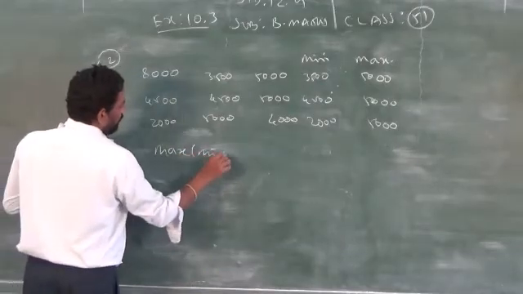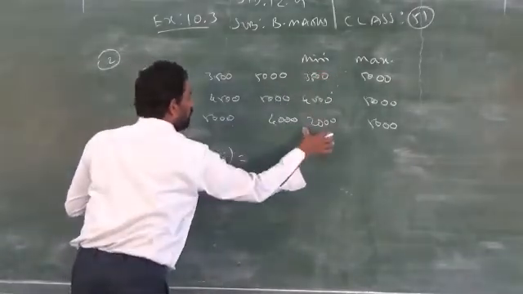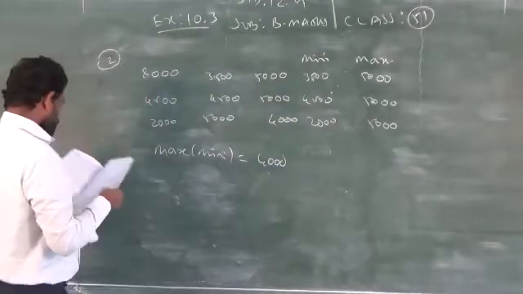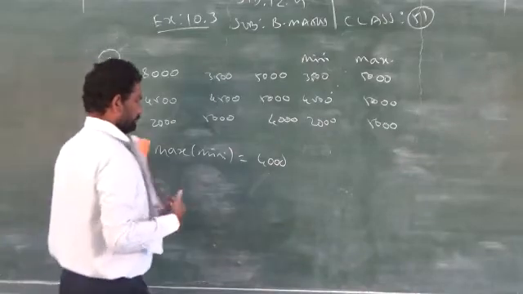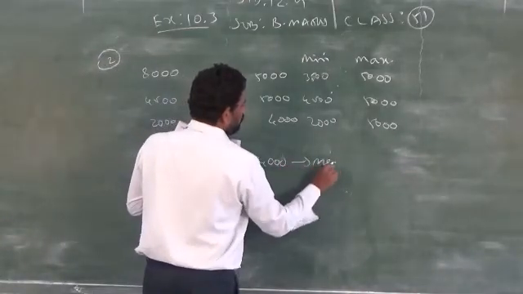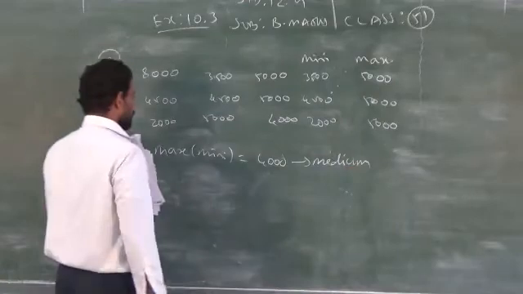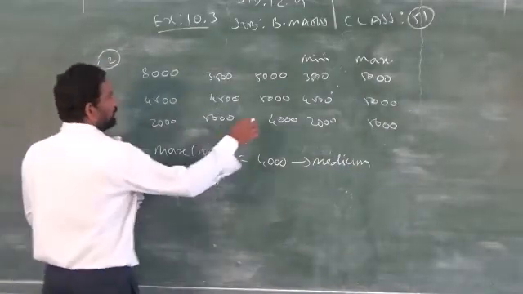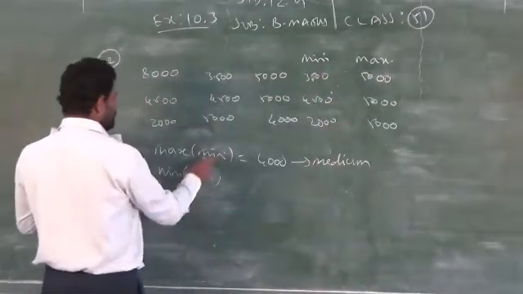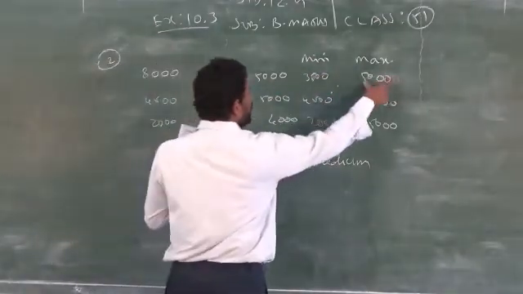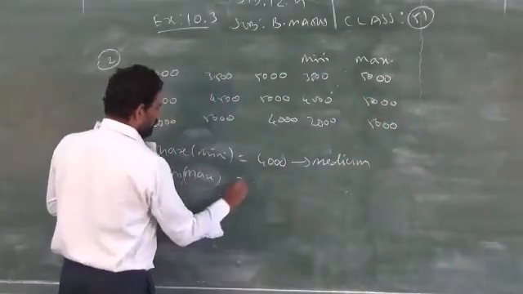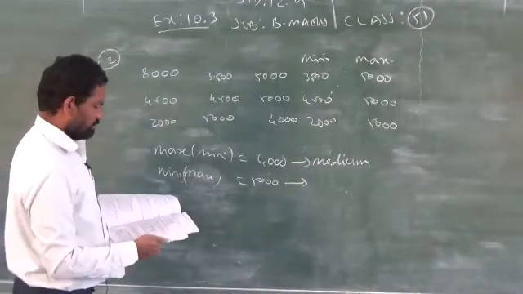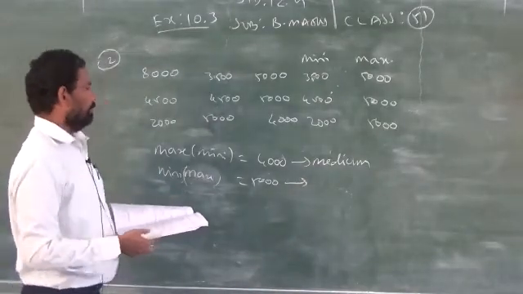What is the question? Maximin. In the minimum ones, what is the maximum value? 4,000. 4,000 comes under which one? Medium. It represents medium. Then minimax. In the maximum, you have to take the minimum one. There is no minimum, everything is the same. So 5,000. What is the strategy for 5,000? Both high and medium. Clear?